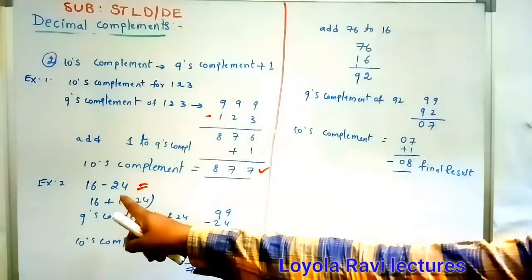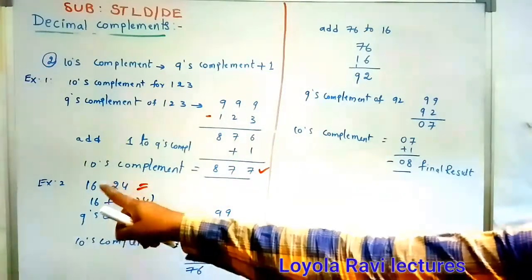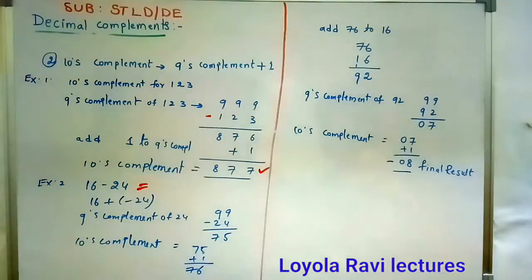So I am subtracting from smaller number to larger number, that is, subtracting a larger number from a smaller number. Then the answer may be negative. That's why I am performing this one. This is the same as the previous 9's complement subtraction.